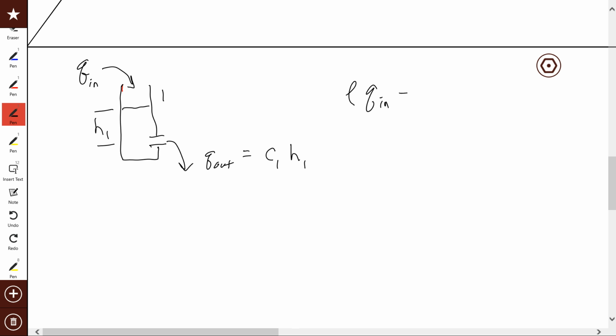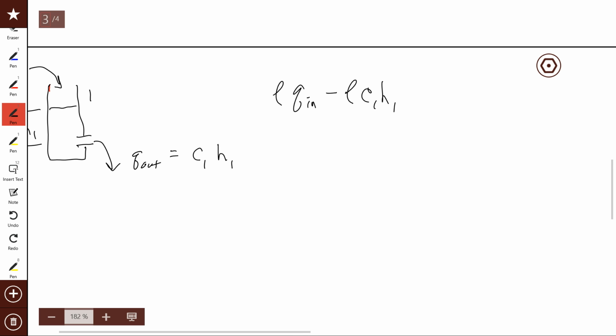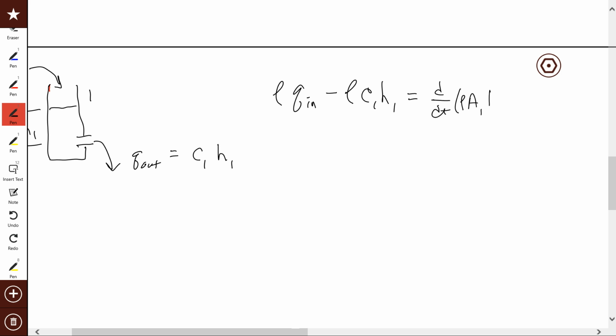How much goes out? Density times the speed that it goes out, gallons per second or whatever, equals the time rate of change of the mass that's in there. Density times the area times height. Density, area, height, that's the amount of mass that's in there, right? Density is, let's say, constant, so we'll just get rid of it. And so what are you left with? You're left with Q_in minus C1 H1 equals A1 H1 dot.